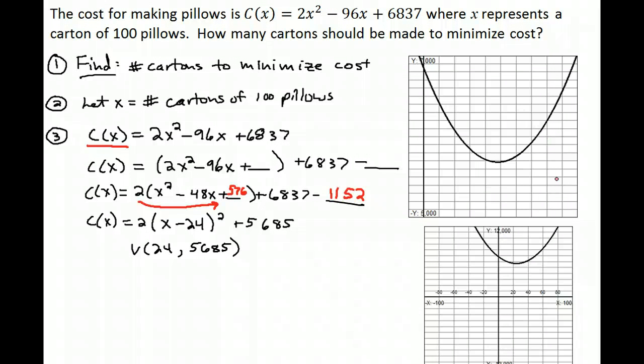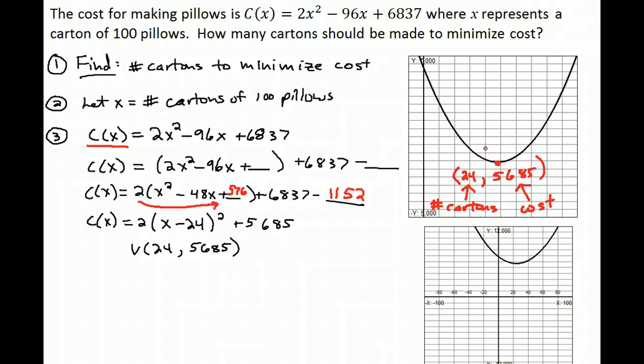Alright, I have two graphs here. The smaller one I wanted to put on just so you could get a reference of where that parabola is on the entire xy axis. And then I zoomed in on it so that we could get a little bit closer look at what I have here. My vertex is the point 24, 5685. And remember what that represents. This 24 is the number of cartons, and this is the cost.